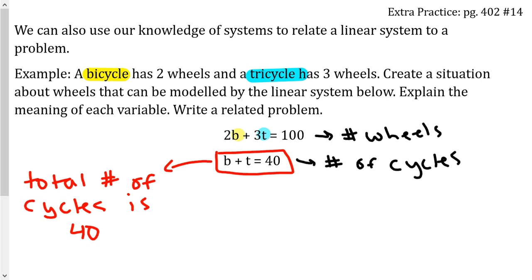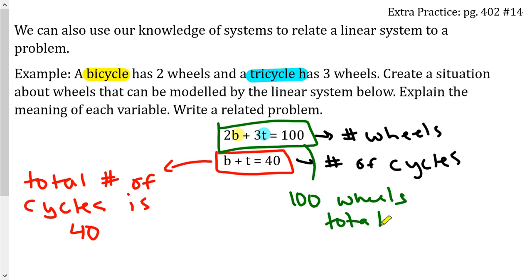And then over here, someone says, well, I went around and counted, and out of all of those cycles, there were 100 wheels total. So what this is telling us is there's 40 vehicles and 100 wheels total. The solution to this, finding the variables B and T, would be telling us how many of those 40 vehicles are bikes and how many are trikes, so that we have exactly 100 wheels.